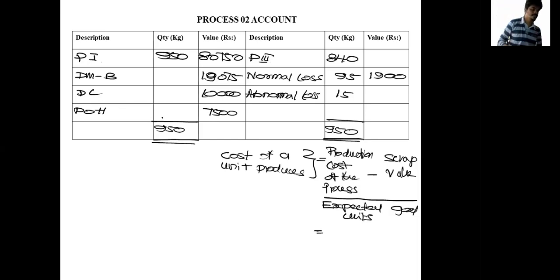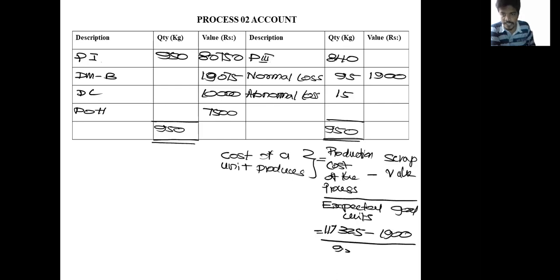Here the production cost is 80,750 plus 19,075 plus 10,000 plus 7,500, which is 117,325, minus scrap value 1,900, divided by expected good units.